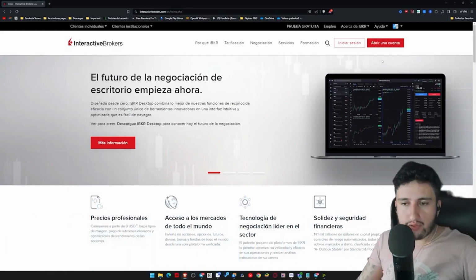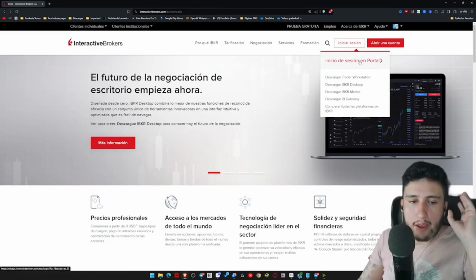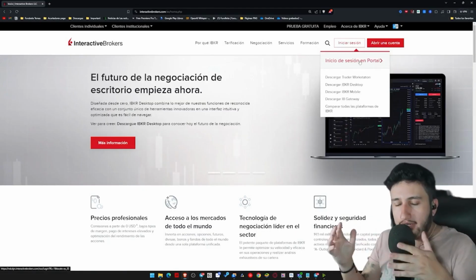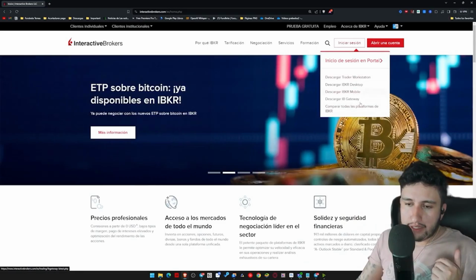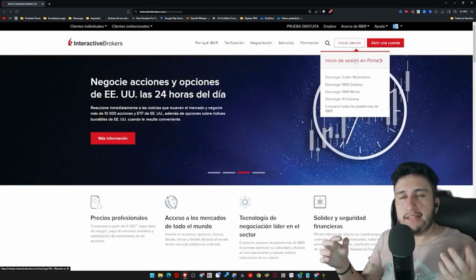But anyway, once you've opened your account, you're going to go to login and click where it says login to portal. So what exactly happens here? You can certainly do this directly from these platforms shown here, but we are going to look at the basic Interactive Brokers portal this time, which is indeed the easiest way for beginners.